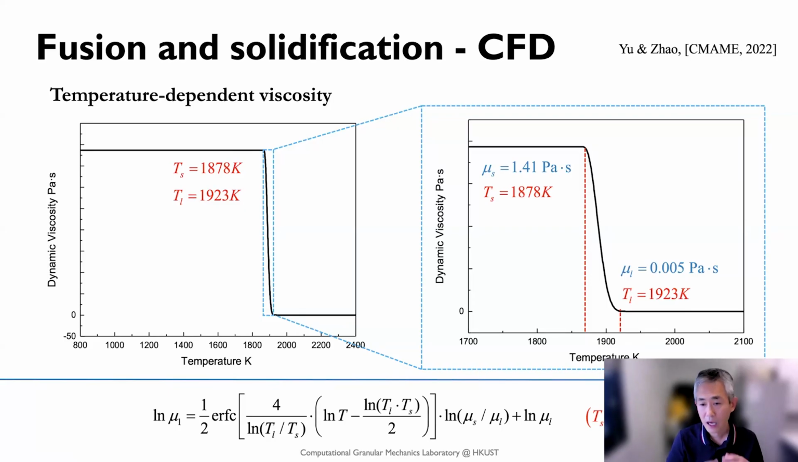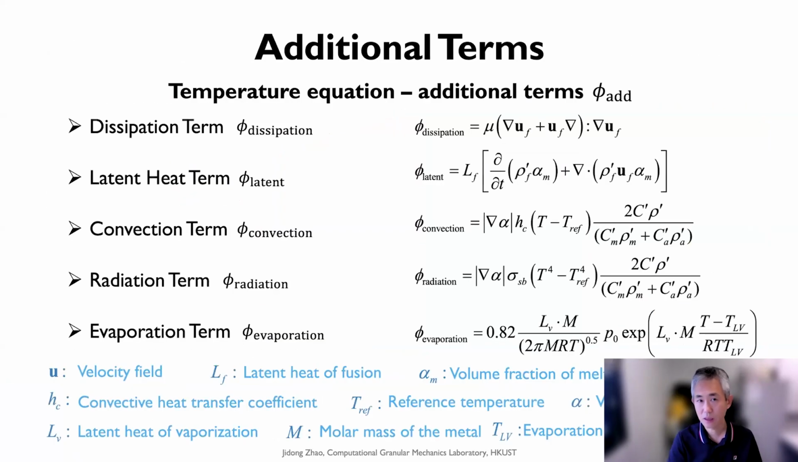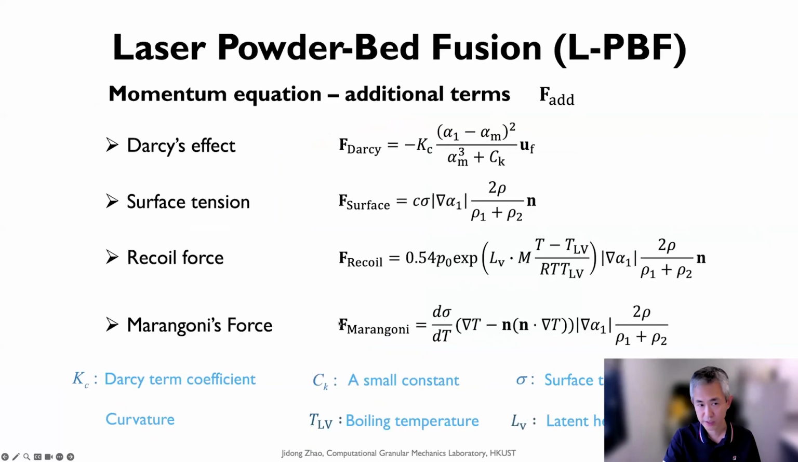So this all happens in our CFD simulations, and this is how we handle the fusion and solidification process. These are the terms we consider in the temperature equation, including dissipation, latent heat, convection, radiation, and evaporation. We need to rigorously consider all these physical sources to deal with the process.